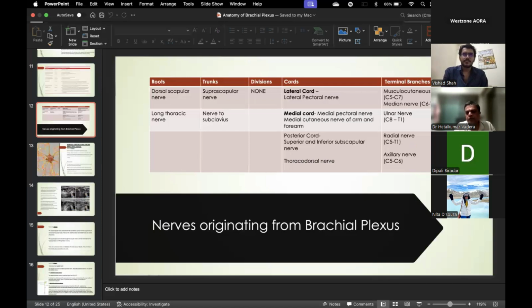Which is the superficial most? So superficial most will be the lateral one, sir, and the deepest will be the posterior one, sir. Any difference of opinion? My other fellows are silent.